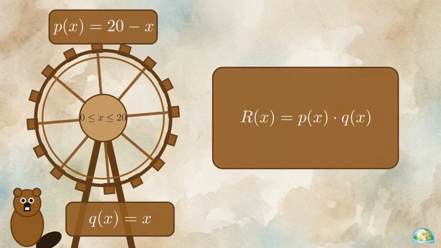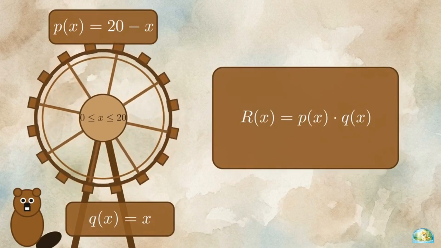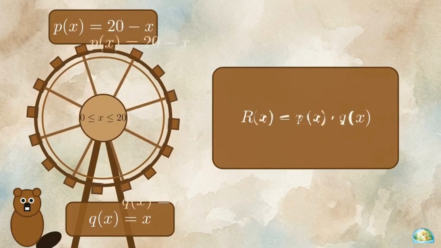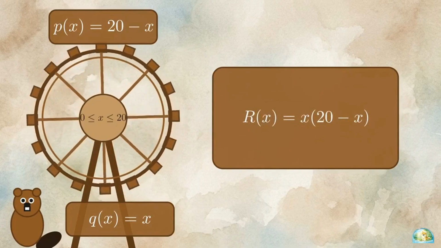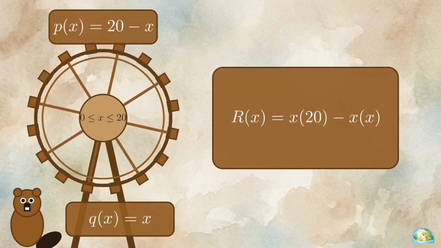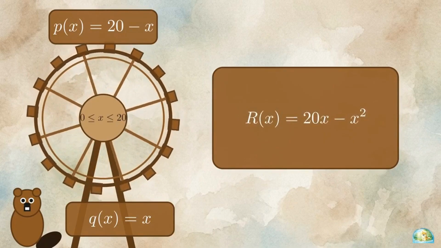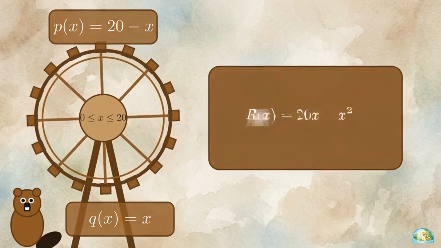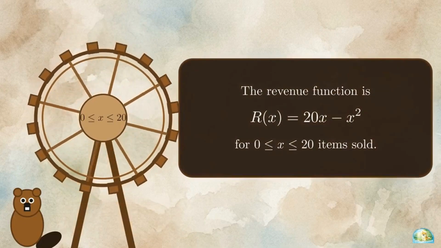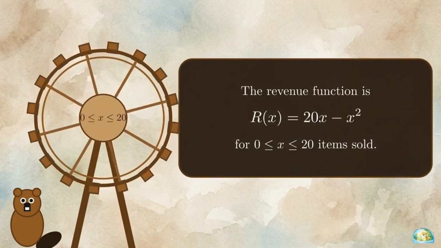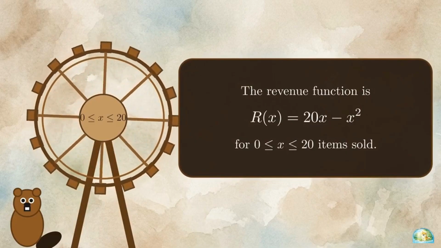Because revenue is unit price times quantity sold, R of x equals P of x times Q of x. Substituting our values, we get R of x equals x times the quantity 20 minus x. This simplifies to 20x minus x squared. The revenue function is R of x equals 20x minus x squared for 0 to 20 items sold.